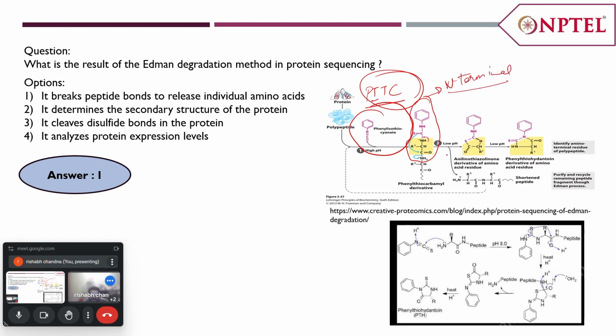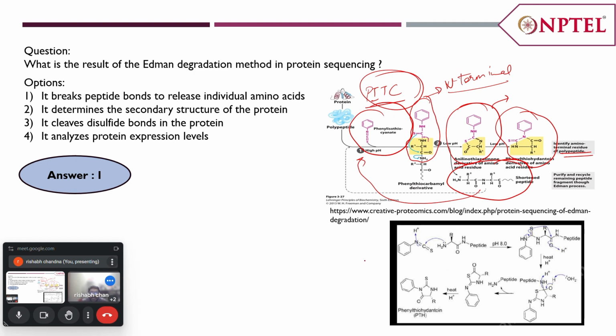Okay, it modifies it and it forms in low pH. We can separate it out, the modified amino acid, and the rest of the peptide is separated out. So it is not degraded as in case of the Sanger sequencing method. So only the modified amino acid is separated from the rest of the protein. Okay, and then what we do is we determine what this amino acid is using different methods, and then this reaction is again continued. So this cycle is again continued with the other amino acids of the chain.